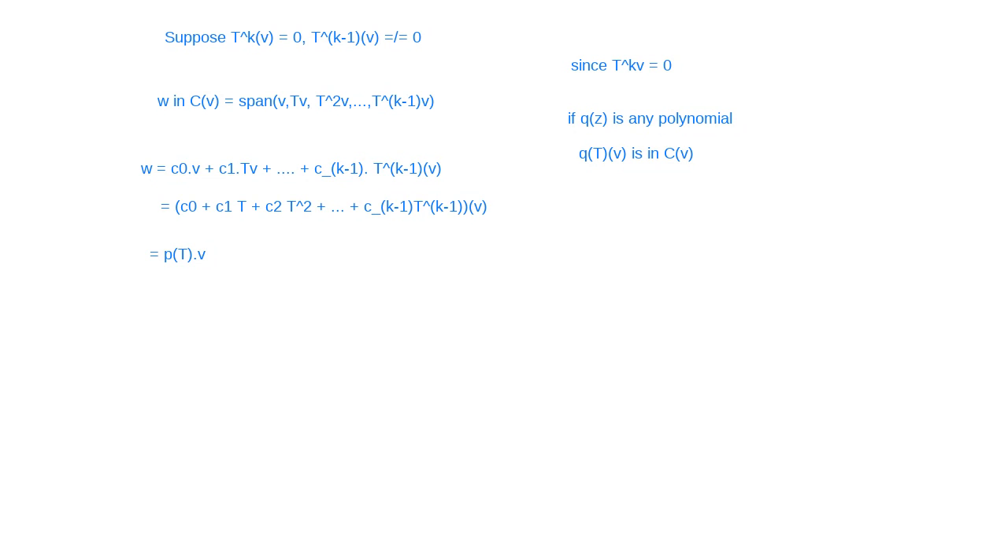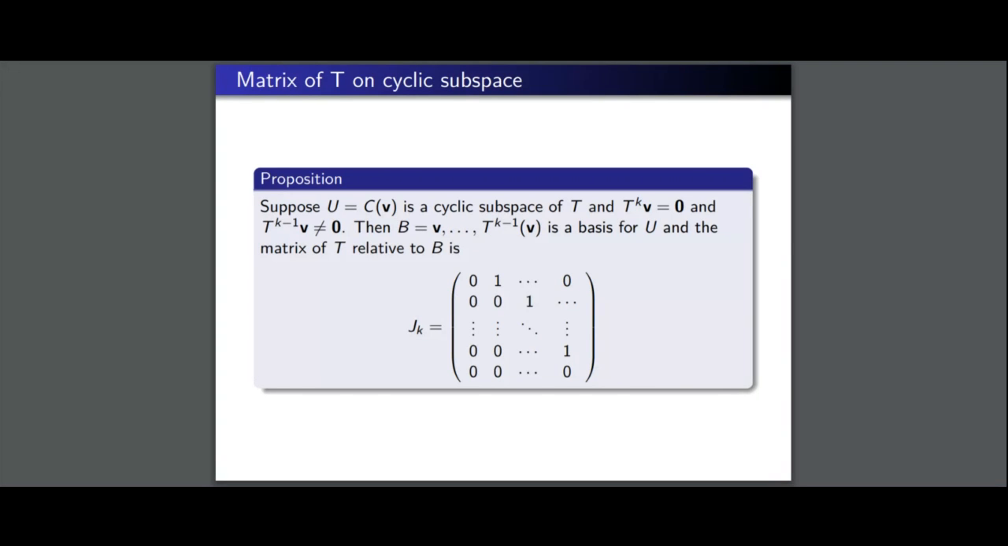Okay, and then what we want to see next is how a cyclic subspace ties back to this special kind of matrix which we've seen. So let's go back to it. Okay, so we have this proposition. If we have a cyclic subspace, remember that just means that t to the k of v equals 0, but t to the k minus 1 of v is not equal to 0.